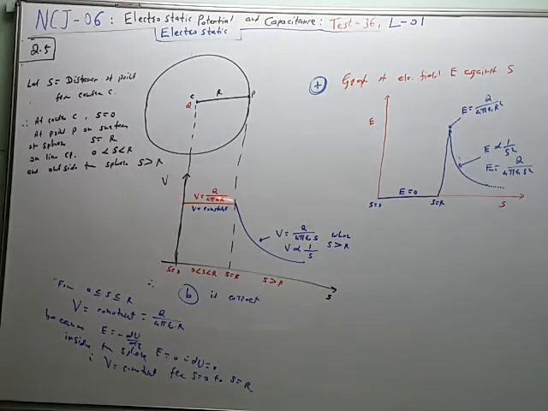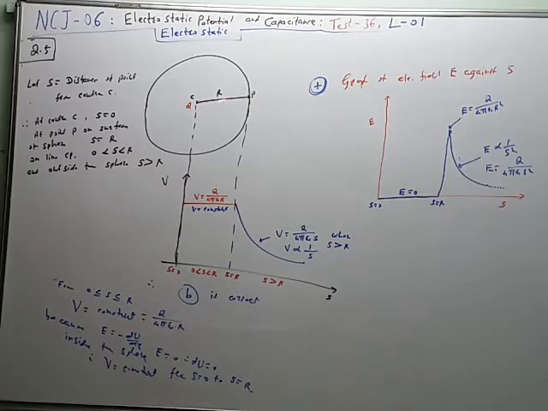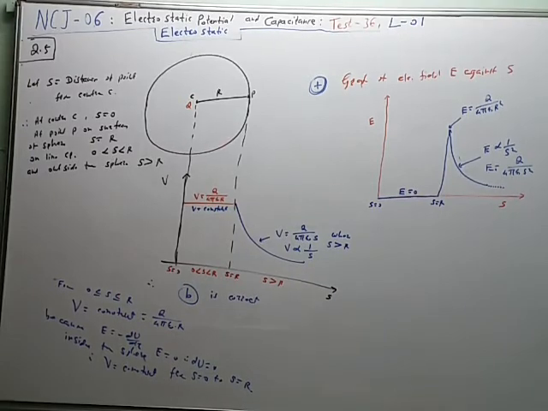In this case, inside the sphere, the intensity vanishes, therefore dV is equal to 0, therefore potential is constant, and that potential is constant equal to Q upon 4 pi epsilon naught R. So potential at point P, potential at center C, and potential at any point between C and P remains constant because intensity is 0 inside the conductor. So this is used for this graph of potential.